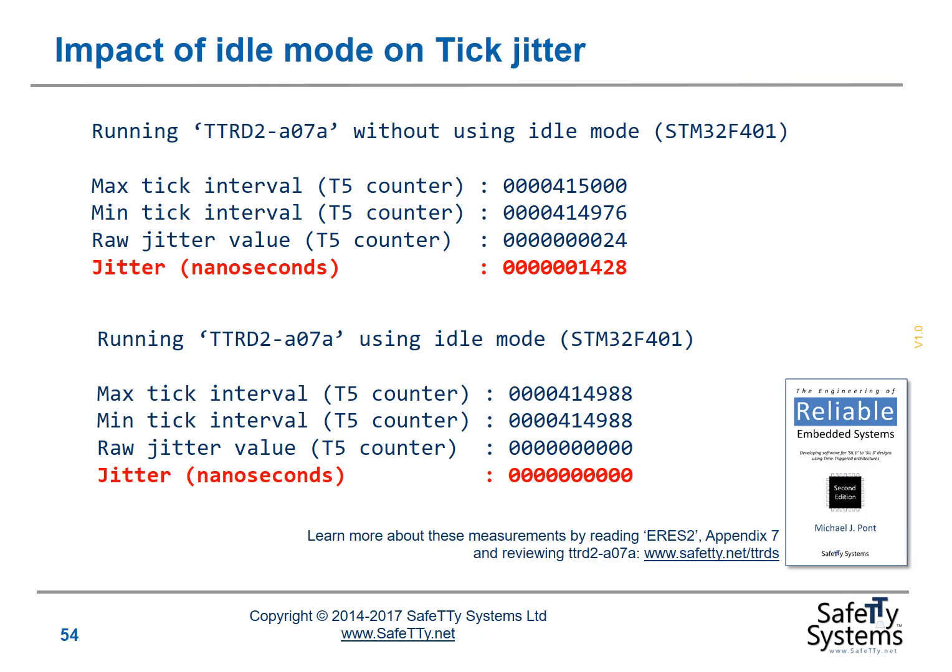There's still one other thing that we need to think about with the idle mode. If you have a look at Appendix 7 in the ERES2 book, you'll see how we can measure the jitter in the tick in our system. In this case, what this example summarizes is that if we put our scheduler into idle mode between ticks, the level of jitter that we see in the tick is too low to measure using the techniques that are described in Appendix 7 of the ERES2 book. If we don't put the scheduler into idle mode, we get a measurable level of jitter from the system.